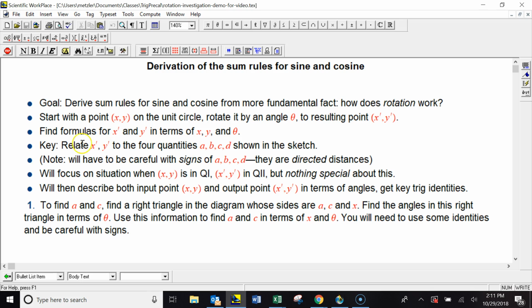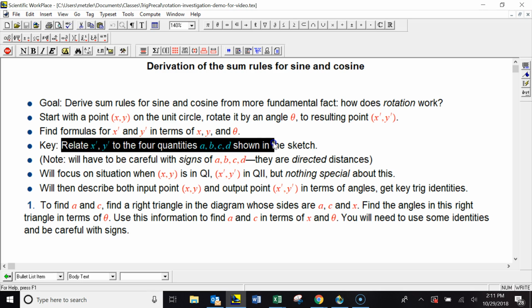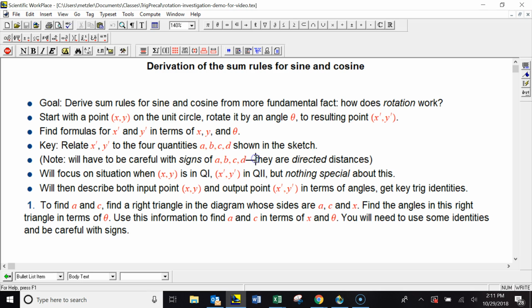So let's see what the goal is and what the plan is. The key will be we're going to relate x prime and y prime. We're going to break it up into pieces. We're going to relate it to four quantities, a, b, c, and d, shown in the sketch. I'll go back to it in a second. And we've got to be careful with the signs of these because they're directed distances. That will be crucial to get the formula correct.